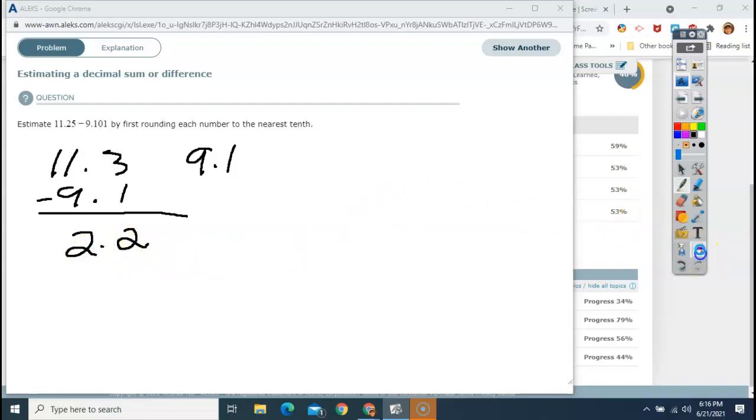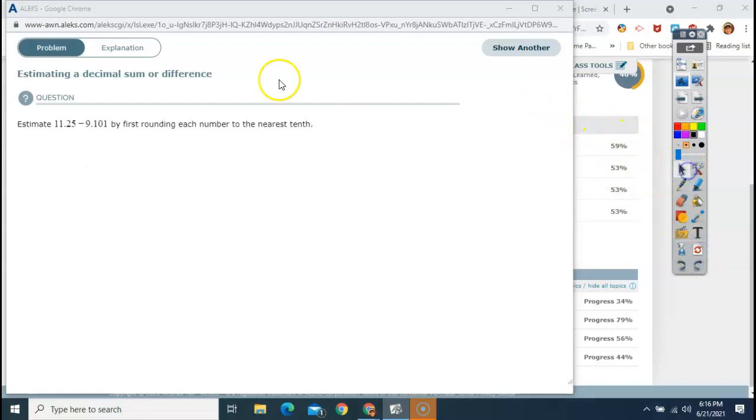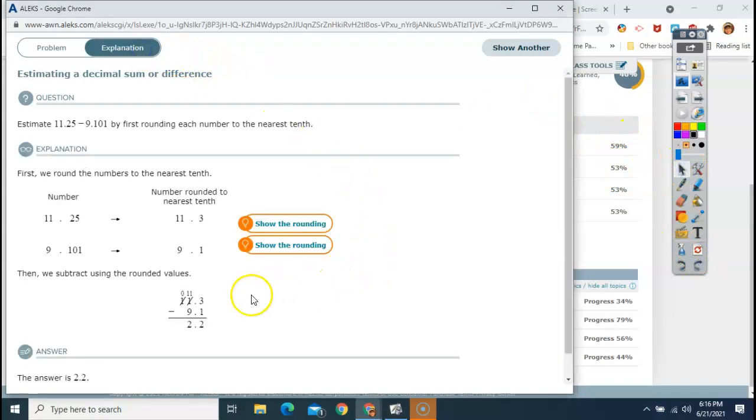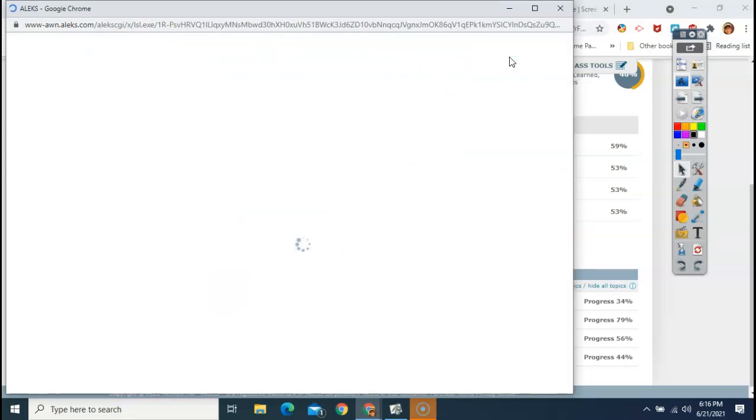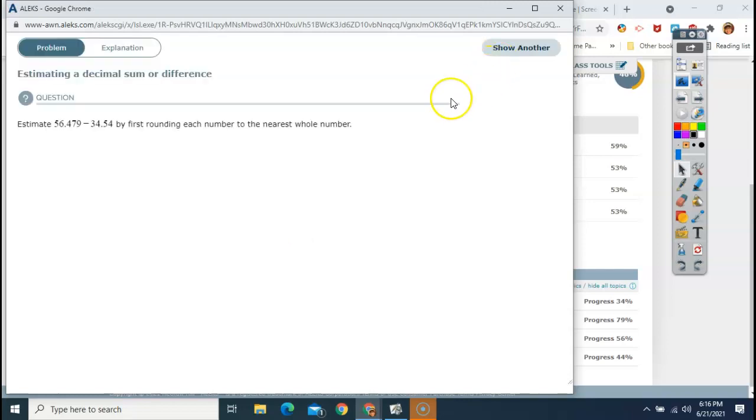All right, so I'm going to show you what your explanation says. Yeah, and it did the same thing. 11.25 goes to 11.3. 9.101 goes to 9.1. And then you just subtract the difference. If we want to show a different problem, let's do it one more time, and then I'll move on to the next one. So this time it says round to the nearest whole number.